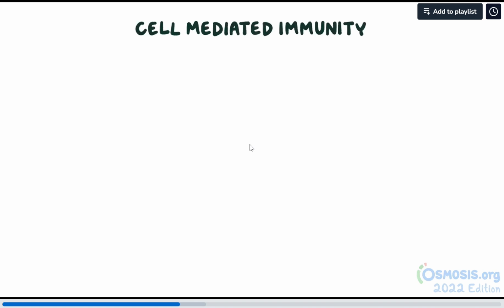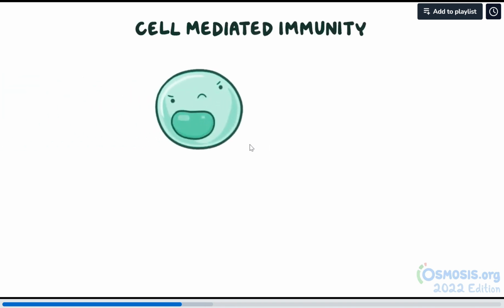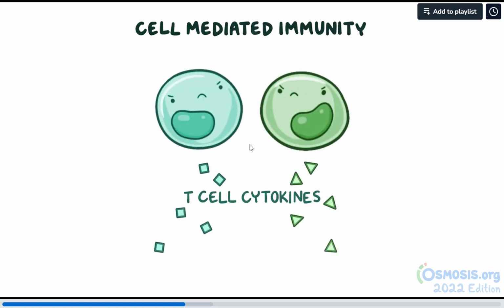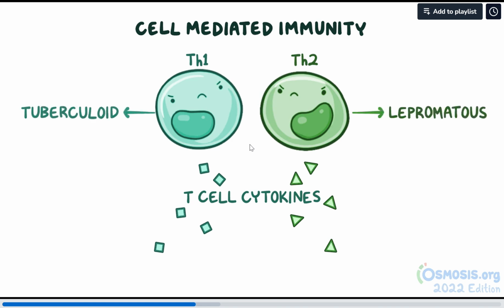Now, the host responds to leprosy through cell-mediated immunity via T helper cells. These cells help the activity of other immune cells by releasing T cell cytokines. And there are two types of T helper cells, Th1 and Th2. Depending on which T helper cells are involved in the immune response, there are two major forms of leprosy, lepromatous and tuberculoid.